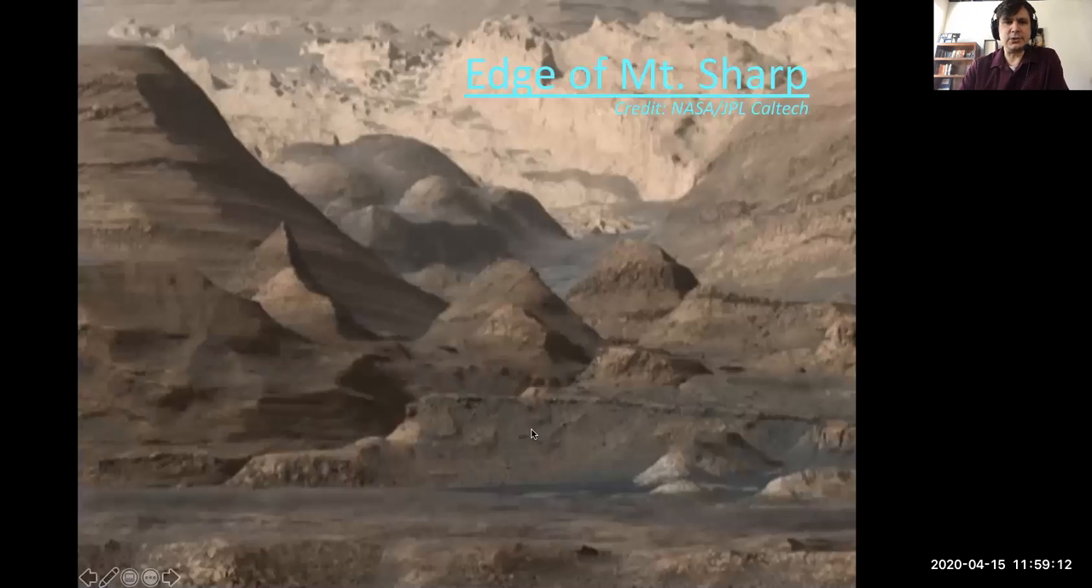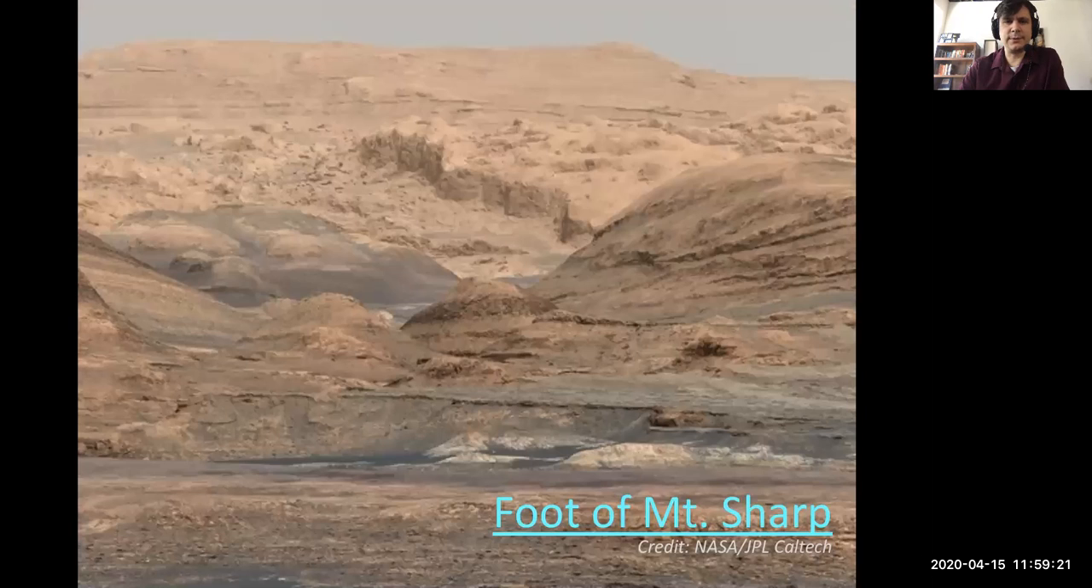This is the edge of Mount Sharp. It has some pretty steep peaks right here. But again, it looks like you're in the western United States. Another one from the foot of Mount Sharp. Just looking out, look at this nice cliff line. As a former rock climber, I'm looking at that and thinking, man, I bet that has some good rock climbing there.